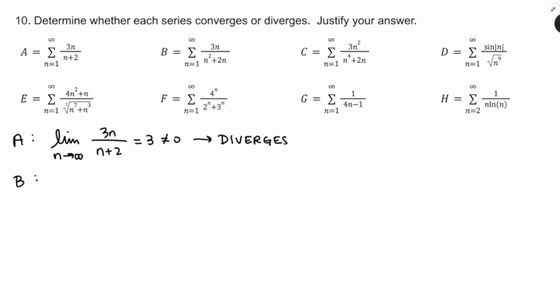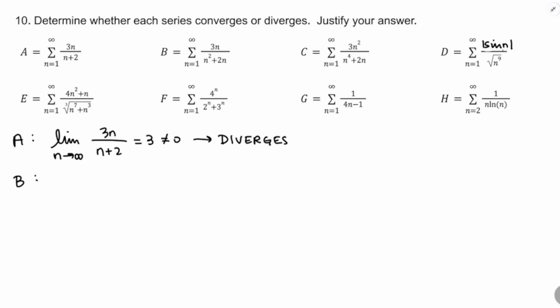Right, for B, 3n over n squared plus 2n. If any of these are polynomial on top, polynomial on bottom, we just go ahead and use limit comparison test. So up to C, we're going to be using a limit comparison test. D, that sine of the absolute value of n. Why would I need the absolute value? I think that's supposed to be the absolute value of sine n. Yeah, I'm going to change that.